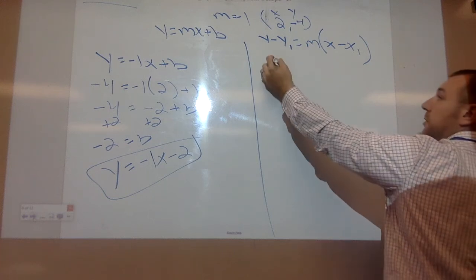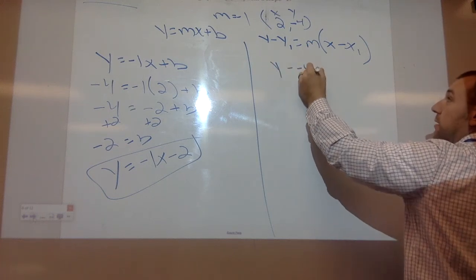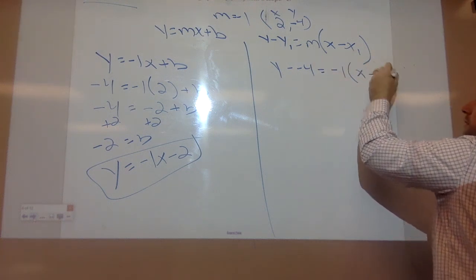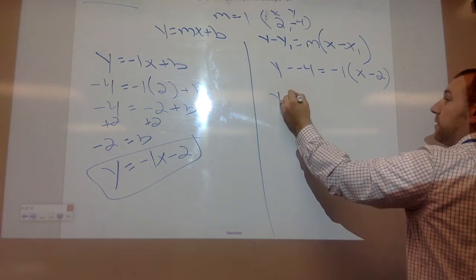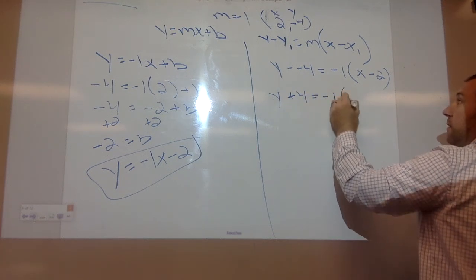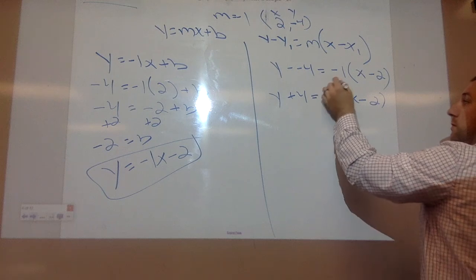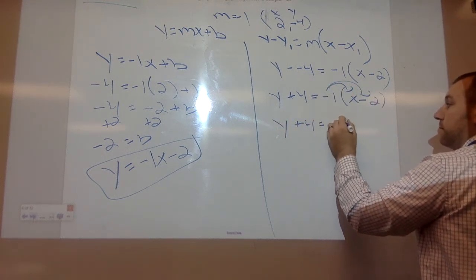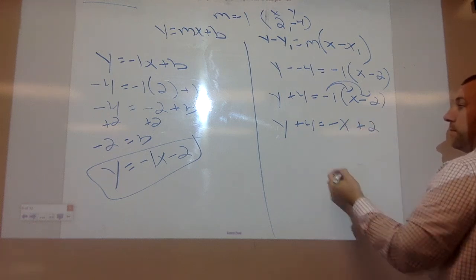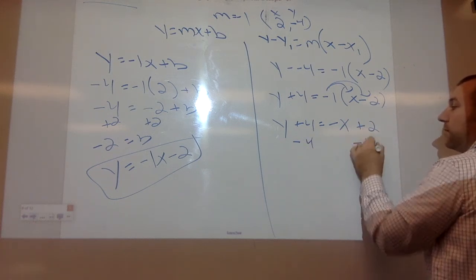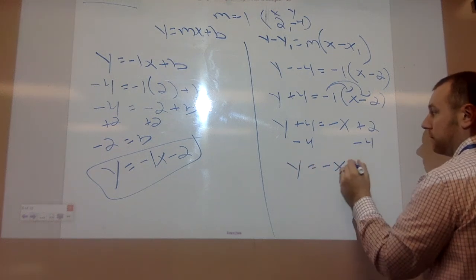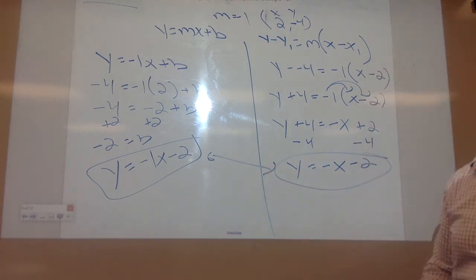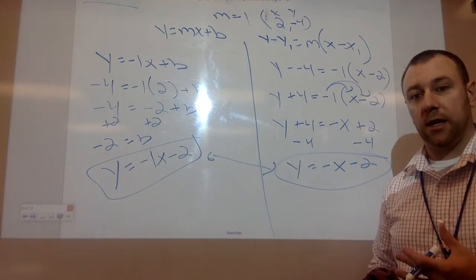For the second problem, you can plug everything in right away. That double negative is going to become a positive. Distribute that -1 in. Then I'm going to subtract 4 on both sides. Again, I get the same answer no matter what method I use.